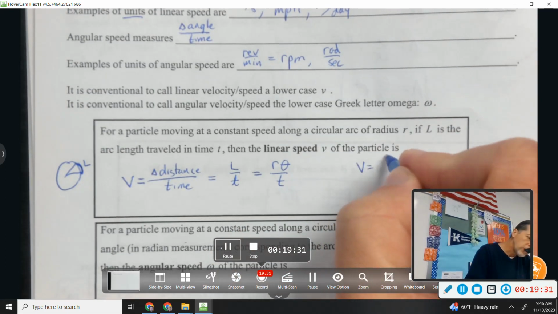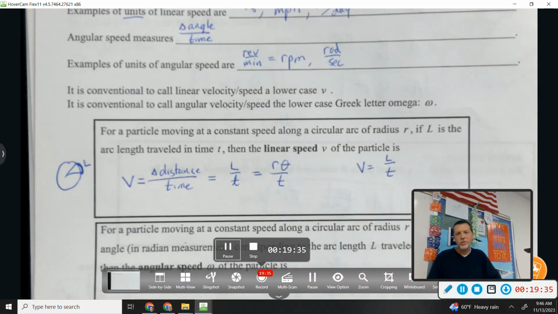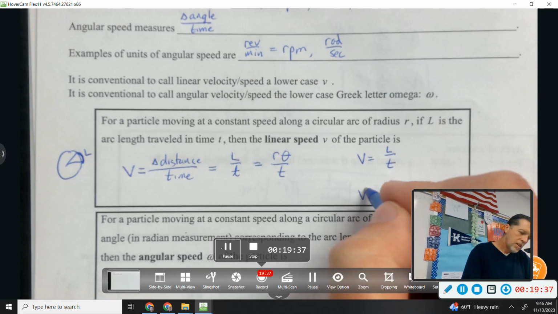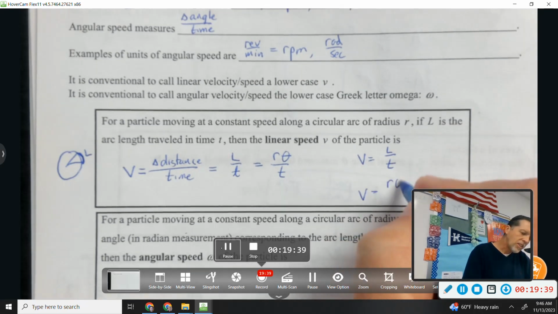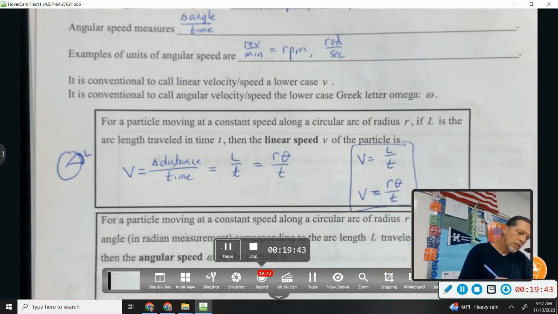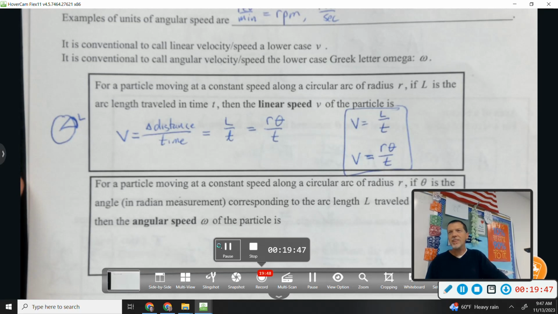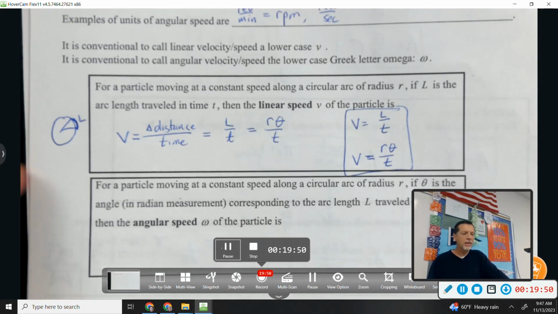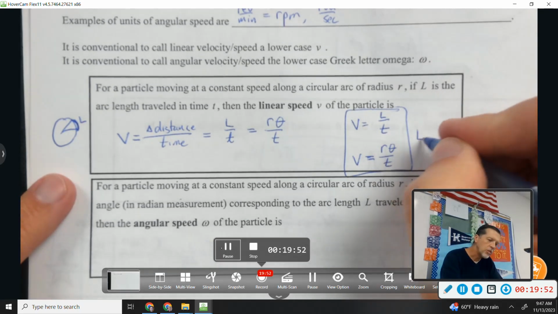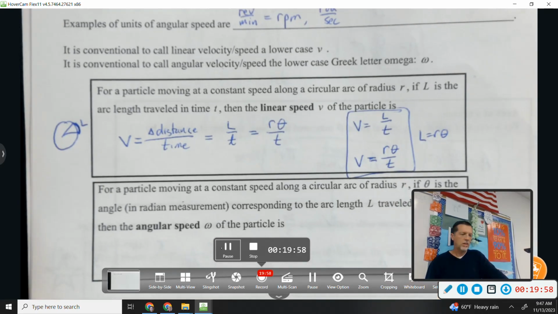So there's sort of two equations. Velocity is distance over time. That's your normal equation. You're used to that one. But if the distance is r theta, we could write that as r theta over time. So that's kind of the same equation. I don't want to say there's two different equations. It's the same one. One just uses the fact that L equals r theta. The arc length is r times the angle.